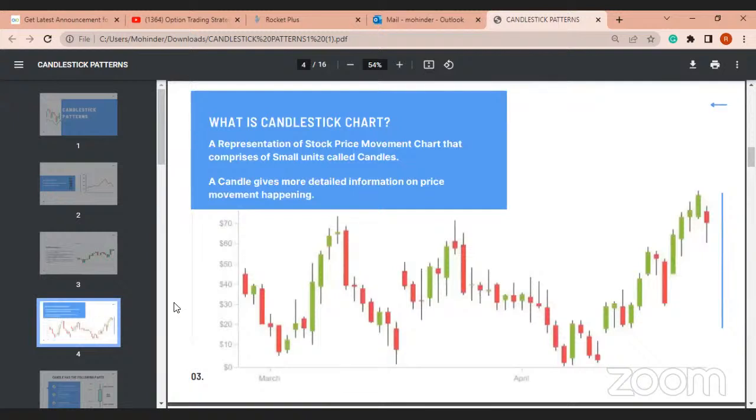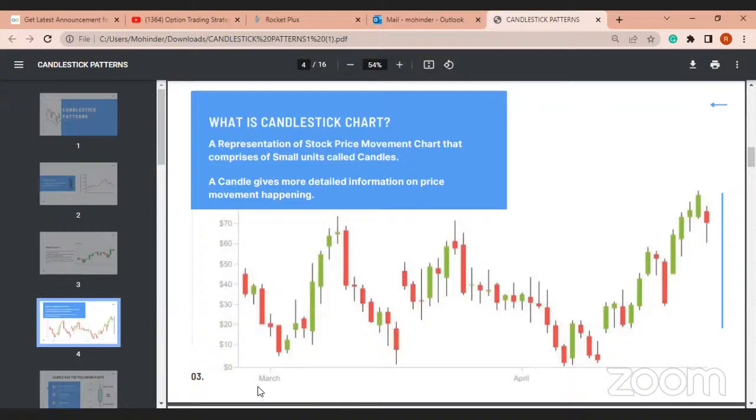So this is it, the main topic. What is a candlestick chart? A representation of stock price movement chart that comprises small units called candles. So candlestick chart, we have just completely learned this term-wise, because first we learned what a chart is. A chart is, as I mentioned before, range bound, where you will be able to understand particular data in a completely convenient way. And the candlestick is just the representation of what happened on a time frame.